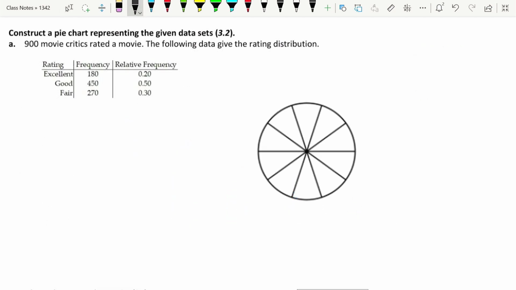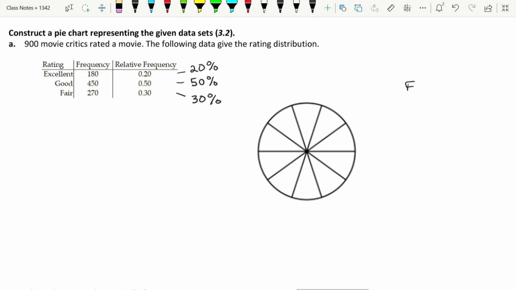Here we're looking at a particular situation where they want us to create a pie chart from the different data that they have here. These are movie ratings for 900 movie critics, and they give us the frequency and the relative frequency. And again, the relative frequency can be thought of as percentages, where 0.20 would be 20%, 0.50 would be 50%, and 0.30 would be 30%.